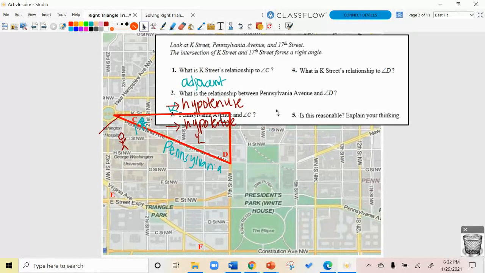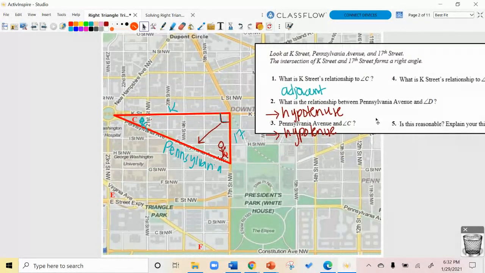What is K Street's relationship to angle D? K Street to angle D. That's what question 4 says. Angle D is over here, so that's my person down here. K Street in relation to C was adjacent, but now when I'm over here, it is opposite of where I'm standing. So you need to pay attention to which angle you're talking about. Is this reasonable? Explain your thinking.